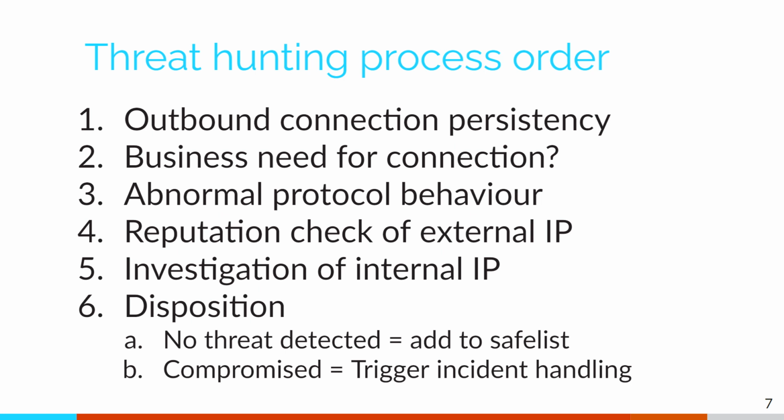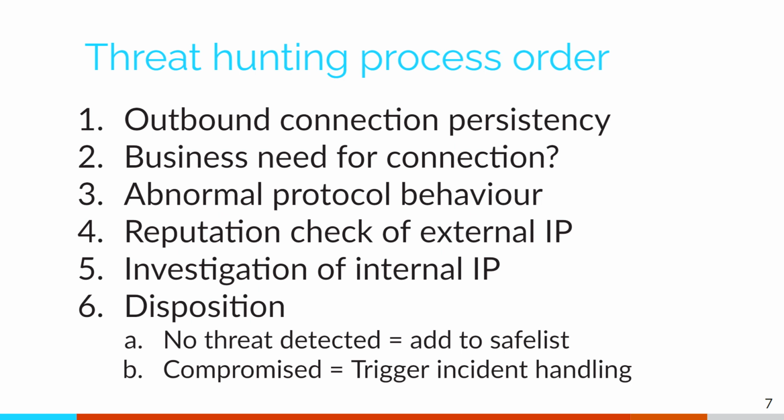So once we identify connection persistency, we then want to look and say, is there a legitimate business need? Pro tip: get to know your purchasing department, because they can help you figure out what services your organization is paying for. So if I see a connection going to Acme Corp, they may be able to tell me, oh yeah, the marketing company is buying products from Acme Corp. That may help me run down the business need.